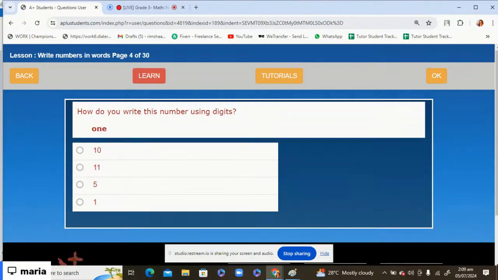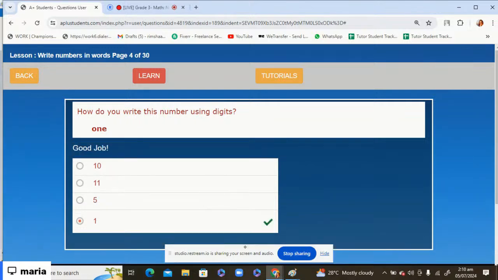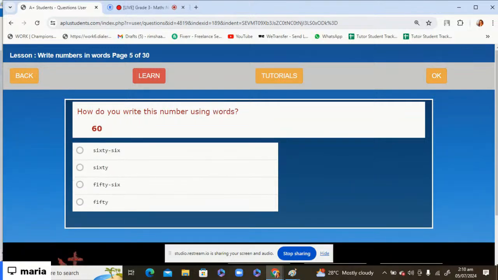Very well done. Okay, tell me, how do you write this number using digits? There is 1. So, what's the answer for that? So, here is your last option. That is, okay, there is 1. How do you write this number using words? That is 60 here. So, how can we write it down? So, we can write down the 60 as this one, option B. So, this is our right option.